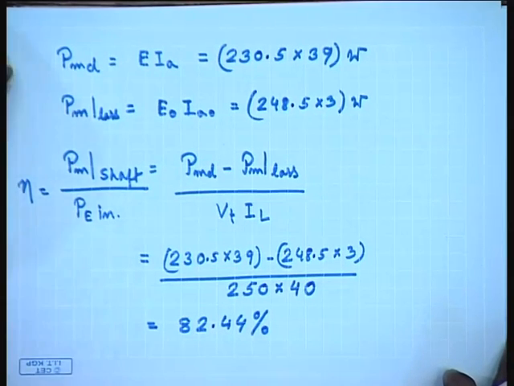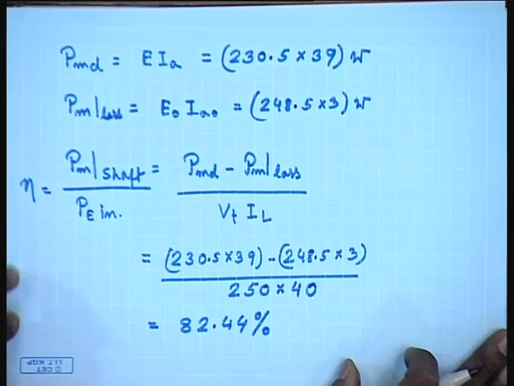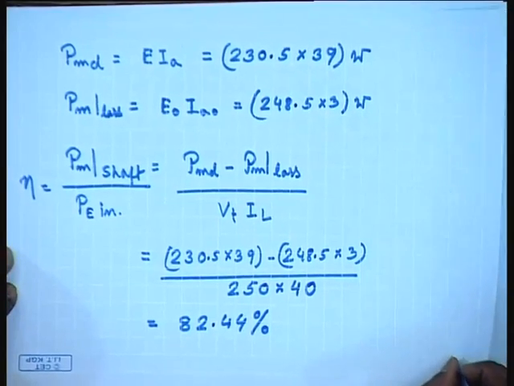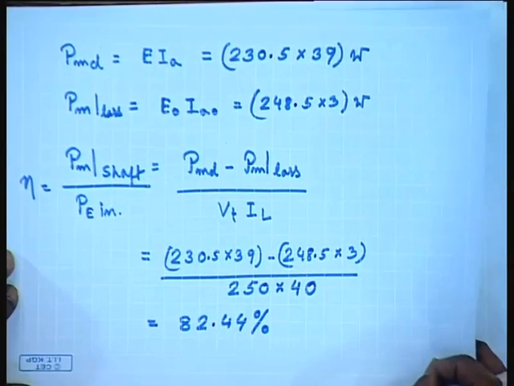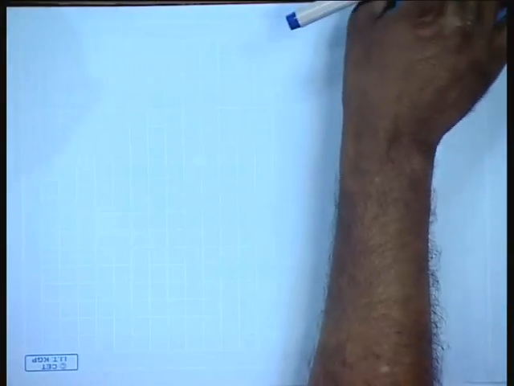So, we see that if the data is known, we can find out different performance parameters like speed, efficiency, current, etc. for a shunt DC motor.